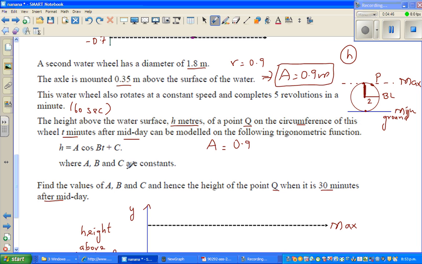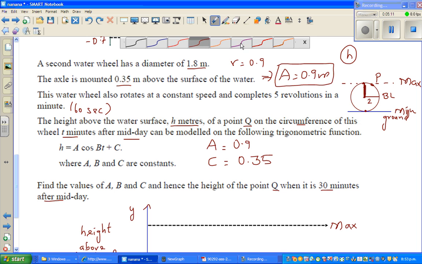Now C, what does it say? The axle is 0.35 meters above the ground. So this is the axle, yeah? So the axle is 0.35 meters above the ground means your baseline is 0.35 meters above the water level. So in other words, your C is given to be 0.35. Let me change color. Okay, so now what else do we know?